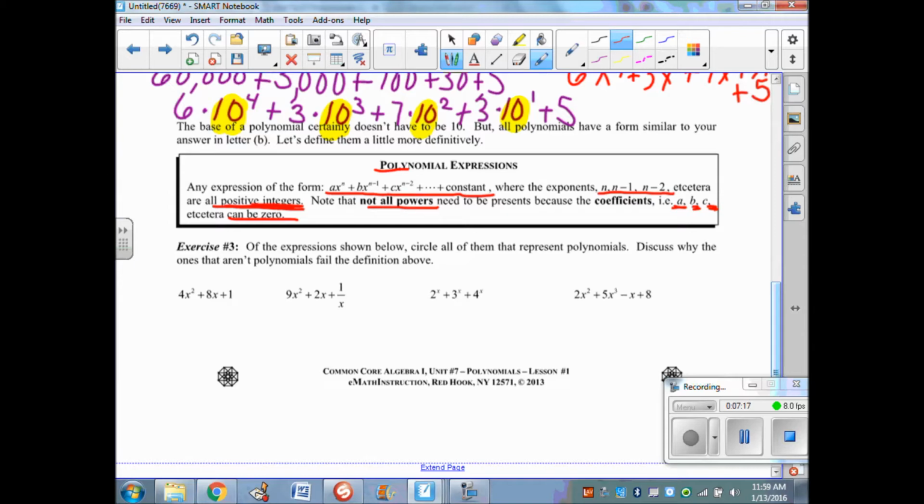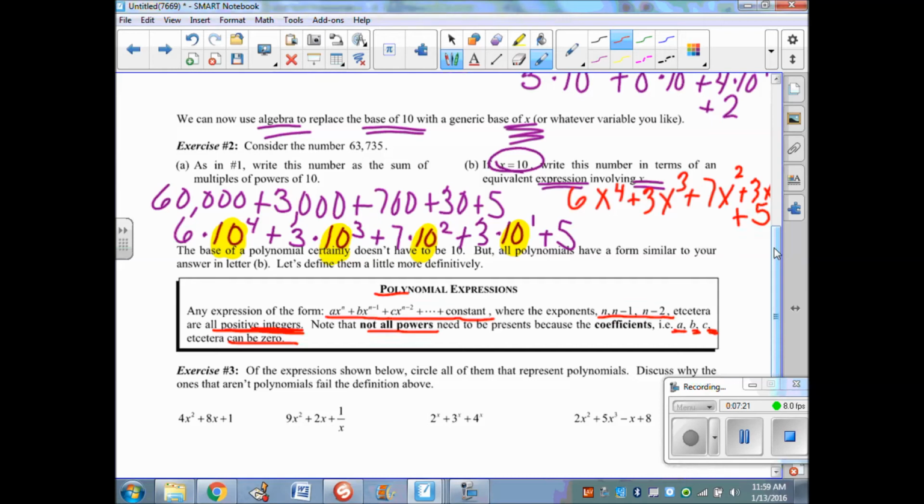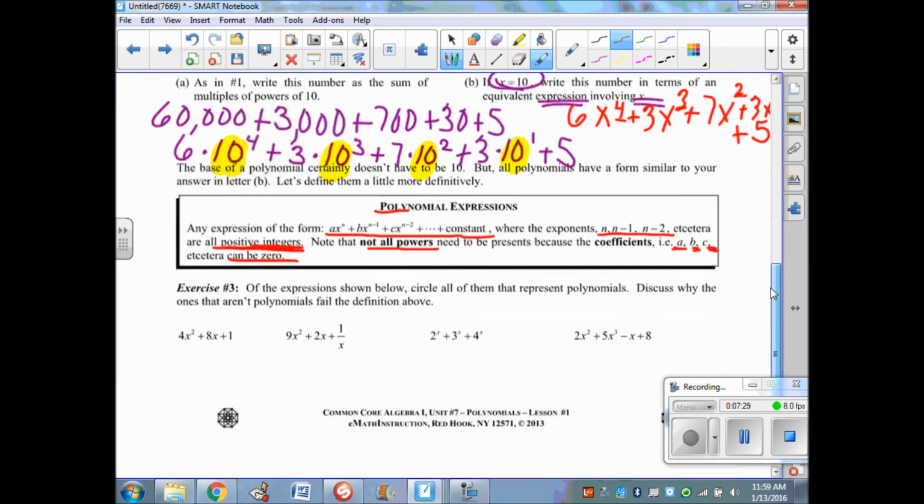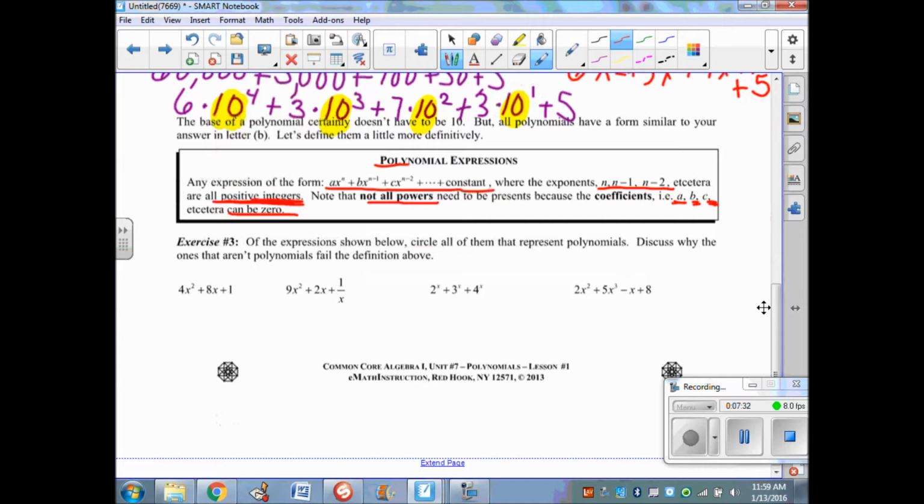Meaning it doesn't have to decrease in chronological order, in the sense of, like up here we had 4, then 3, then 2, then 1, then 0. Sometimes they skip those place values. Just like if we had a number like that, we have 6 hundreds, but we have 0 tens, and then we have 4 ones, right?